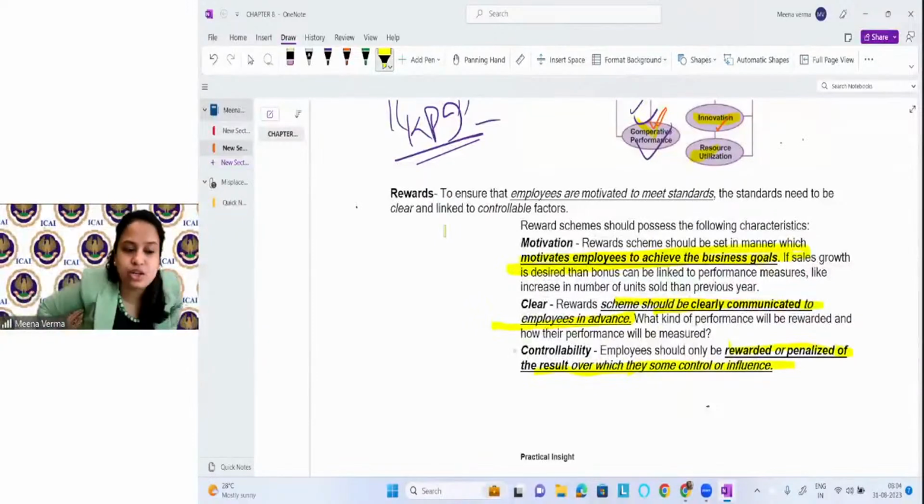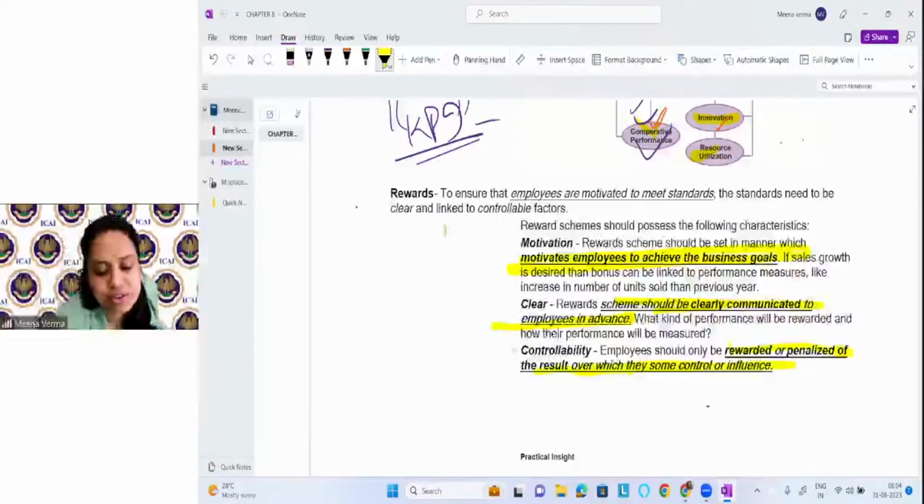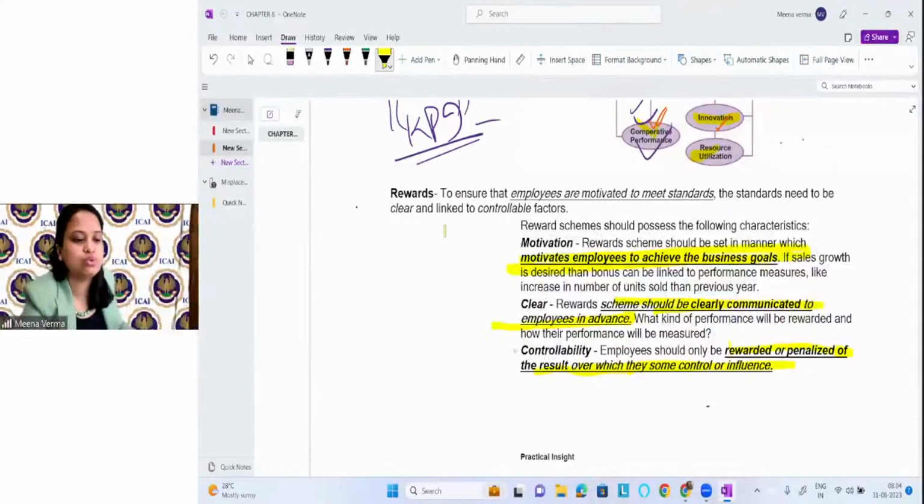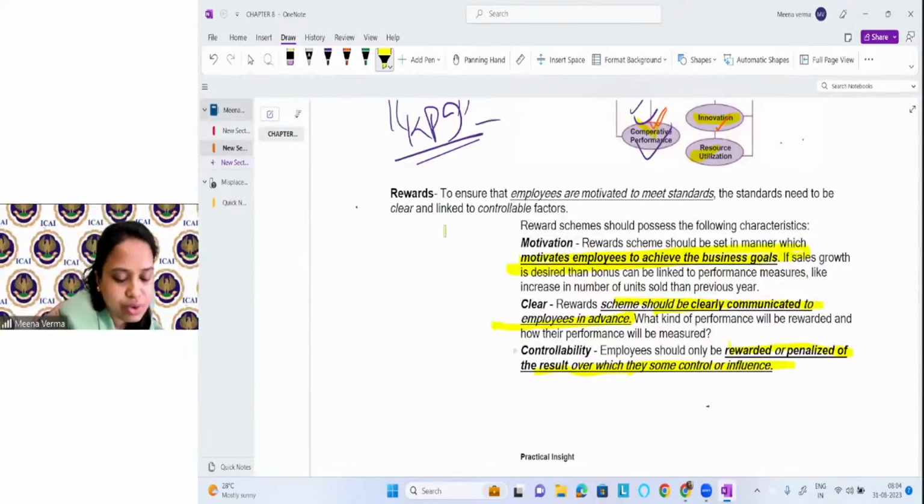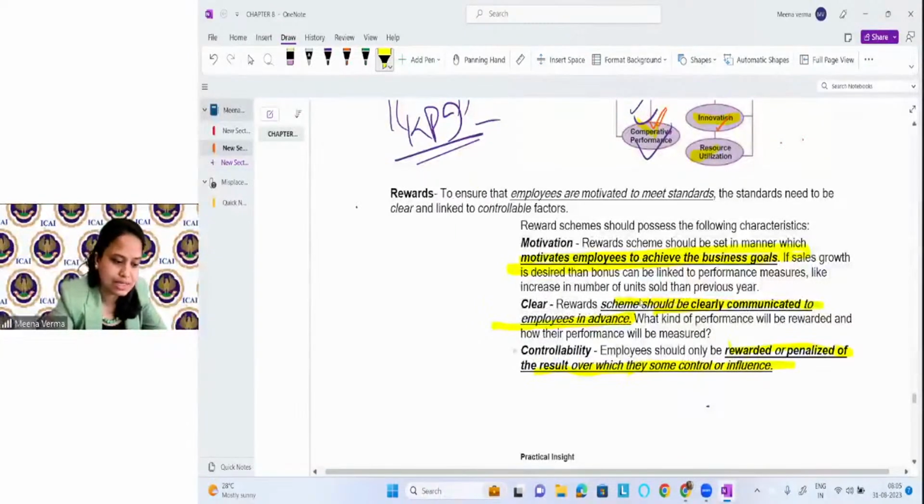Okay? Unnecessarily, do not penalize the employee. Unnecessarily, do not give the reward to the employee. Give the reward or the penalty to the employee only if it is because of the employee, right? It was under the control of the employee. It was under the influence of the employee, but the employee was not careful. Because of that reason, you are penalizing them.